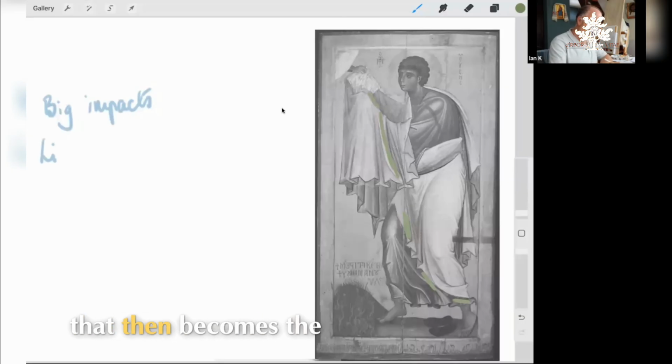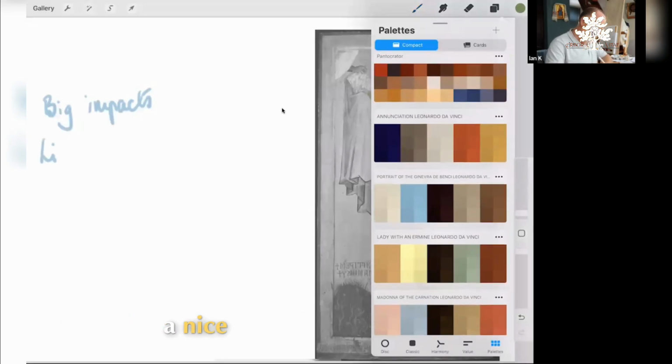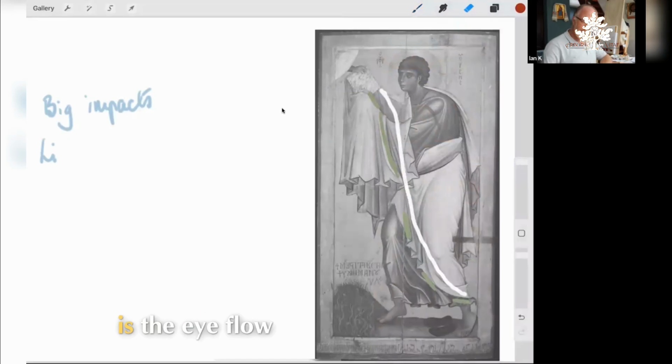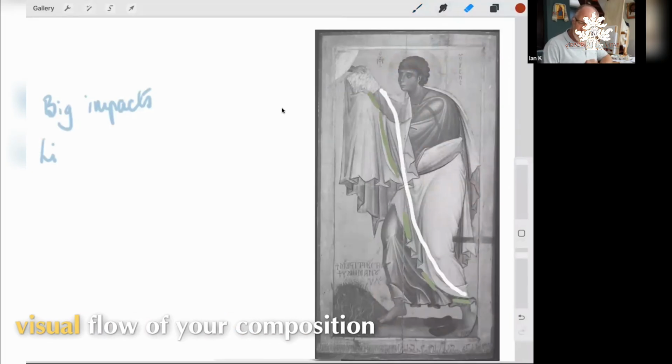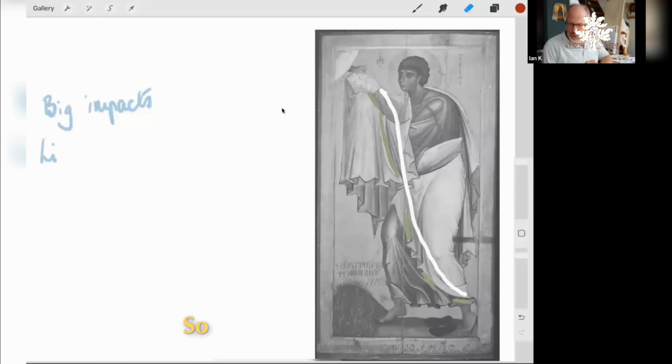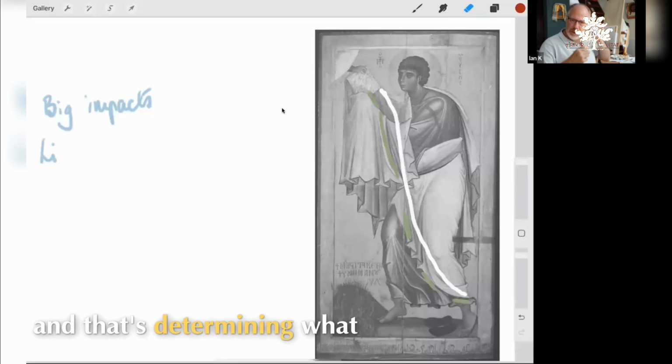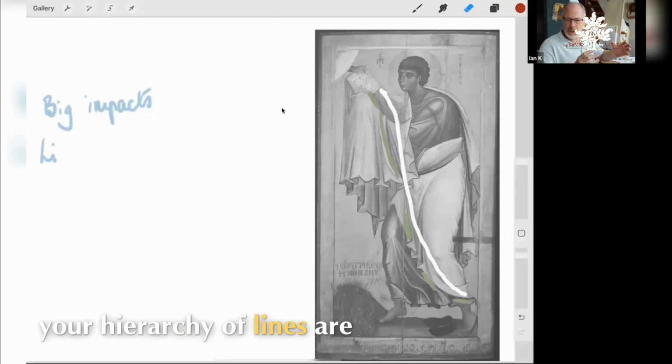Can you see that then becomes the, let me see if I can find a nice red. So this is the eye flow. And if you change the angles of those garments, you're going to change the visual flow of your composition. So it just depends on how you begin your approach. What's quite interesting is seeing how some of you go more constructed. The body's giving you these push points, all correct, and that's determining what your hierarchy of lines are. Others of you are looking more at the whole picture and how the composition flows.